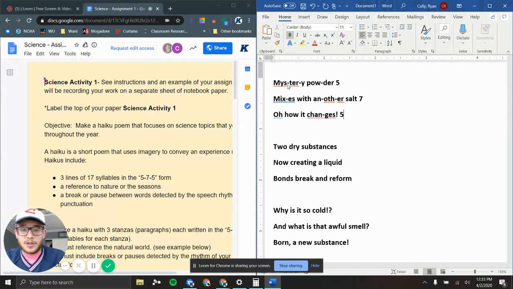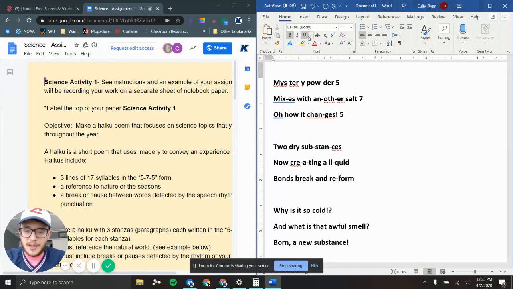So you can see that first stanza has a 5-7-5 syllable pattern to it. Mystery powder, mixes with another salt, oh, how it changes, a 5-7-5 pattern. So each stanza has to have that syllable pattern to it for it to be a haiku. And if you were to go through each of these, so, two dry substances, that word has 3 syllables. Now creating a liquid. Bonds break and reform.